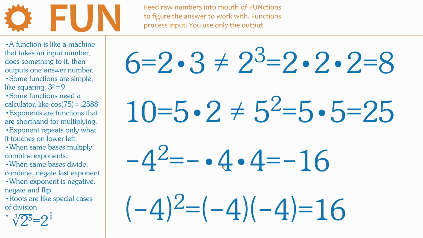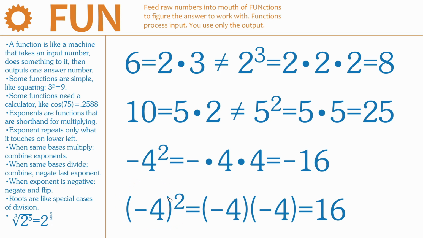So notice how I expand it here. There's only one negative, and there are two 4s. Only the 4 gets repeated twice. So it's the negative of 4 squared, which is different than negative 4, quantity squared. Did you hear the difference? It's kind of lame, but I'm trying to bring that out.